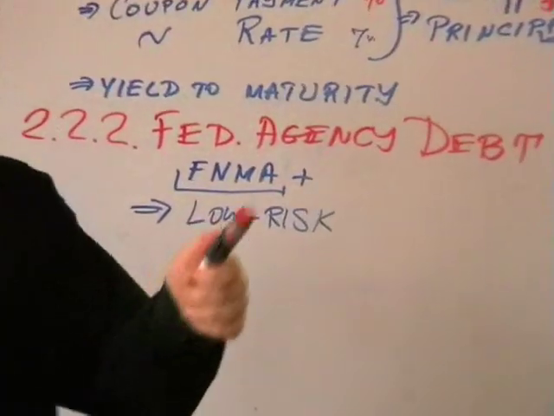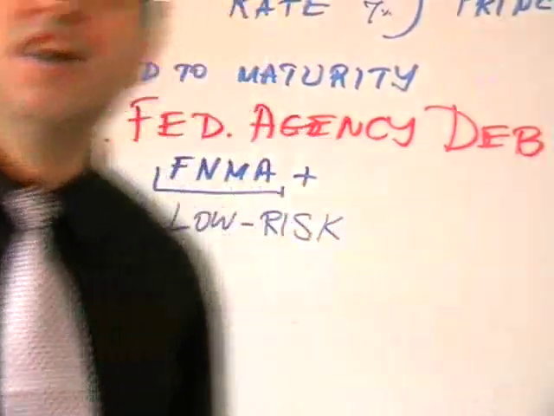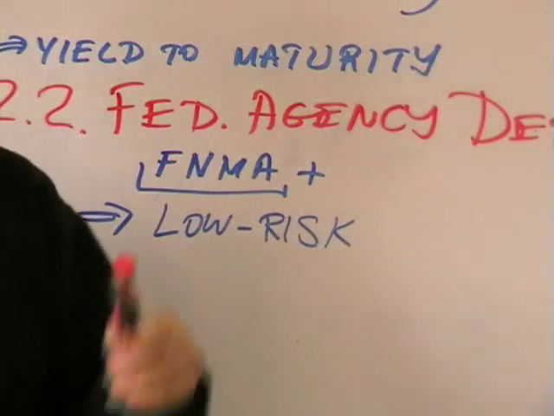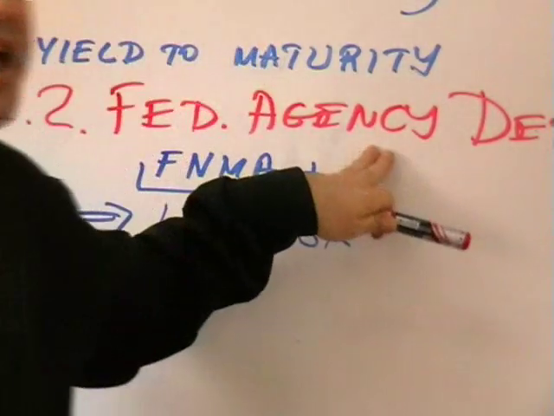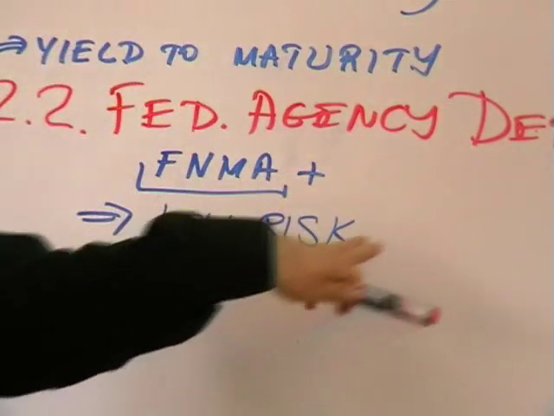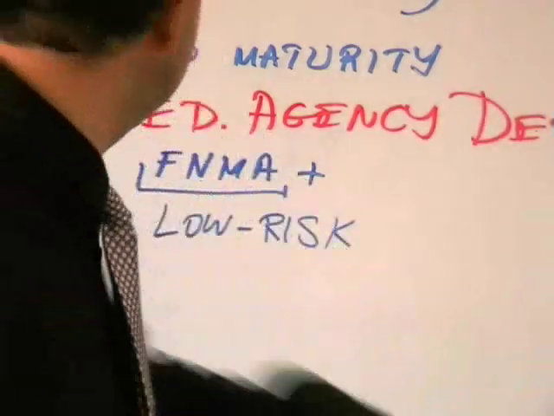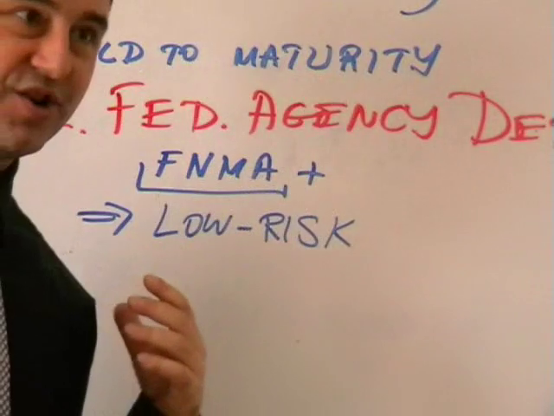Oh, no, no, no, no. We didn't say risk-free, default risk-free. Low risk. It's extremely low risk. Now, why is it not risk-free? The answer is because the debt may be so huge that the government will not be able to make good on it. In other words, is it possible that Fannie Mae becomes bigger than the U.S. government? The answer is yes. It is already bigger. All right?